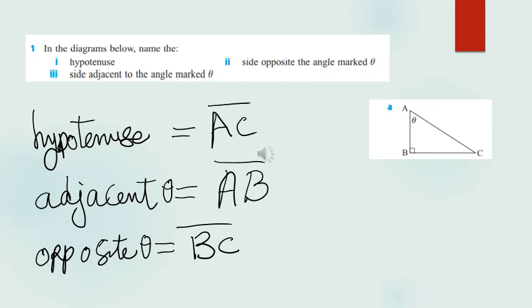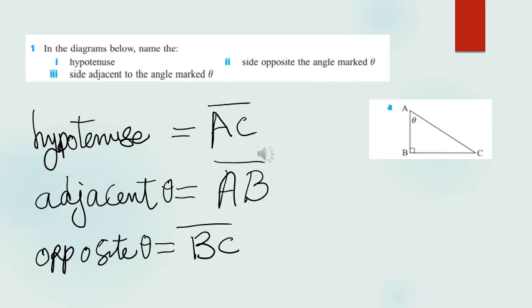Here guys, we're going to solve this example. In the diagram that is shown, it is a right angle triangle, and we need to find its hypotenuse, the side adjacent to angle theta, and you can see angle theta, which is angle BAC or CAB. And then you need to find the opposite of the same angle theta.